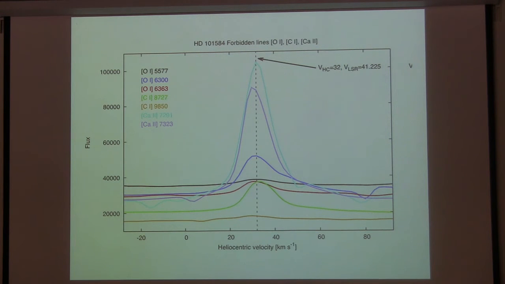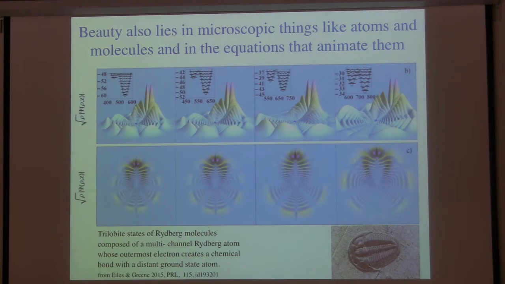Hussein certainly knows that Rydberg atoms are beautiful things. And just to leave you with the last slide to suggest a sense of beauty in nature, these are actually slices and projections of probability distributions for the states of Rydberg molecules that are formed by a multi-channel Rydberg atom, where the very, very distant electron creates a chemical bond with a rather distant ground state atom.